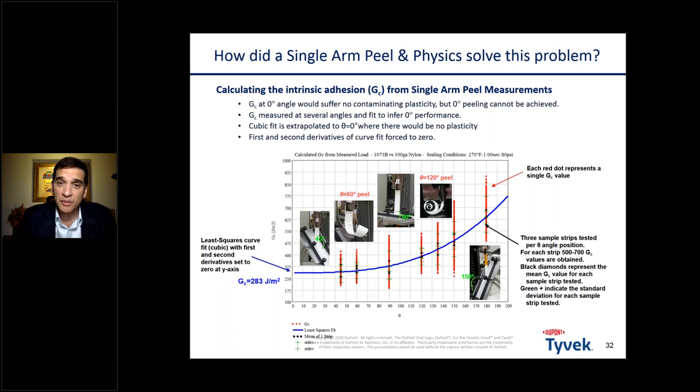I do not believe the industry will do this. I don't think there's a need for it. I think there's just too much variability in the data. As you can see, just looking at a 90 degree peel, look at the range up and down in terms of the number that we are generating, right?